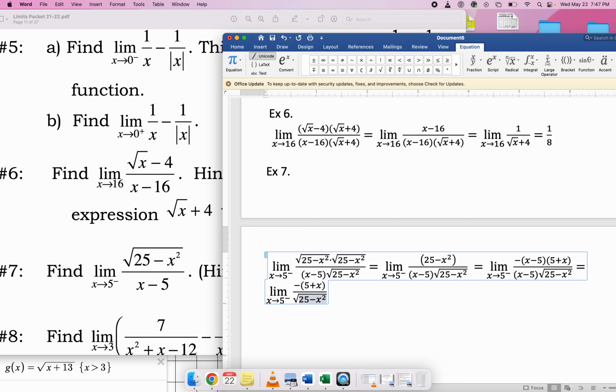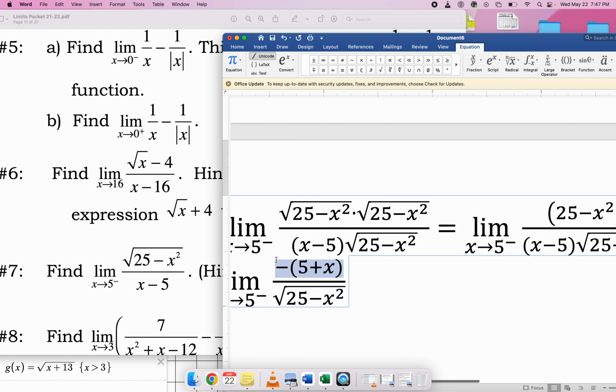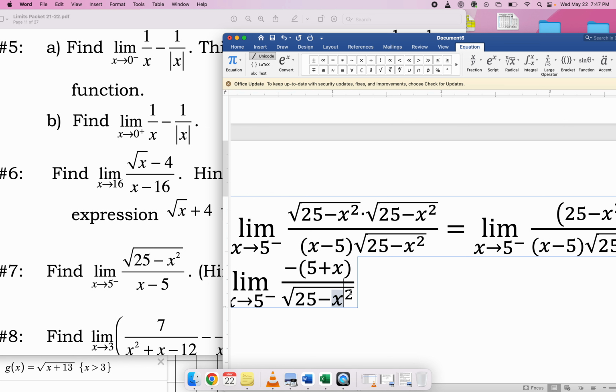And if I plug 5 into that, then I get a non-zero number over 0, which means some kind of infinity. It's kind of a bummer. Is it positive or negative infinity? Well, if I imagine plugging in like 4.9, the numerator is definitely negative, and the denominator is positive. So I think it's negative infinity.